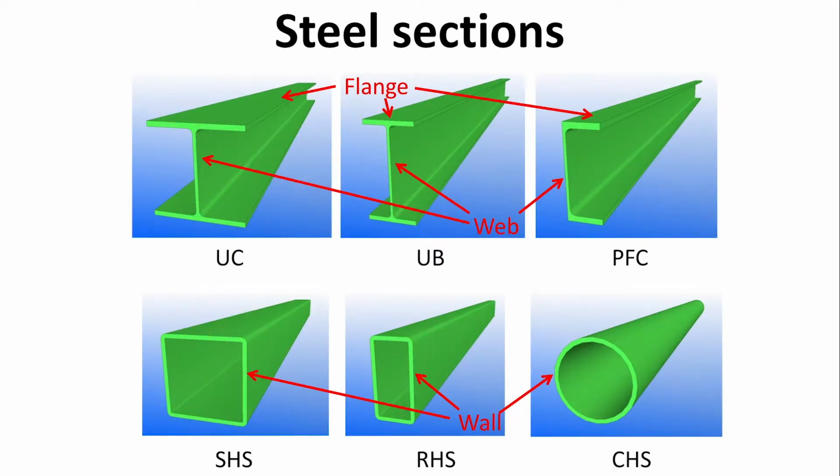When it comes to the names of the parts of steel beams, both in UBs and UCs, and actually in PFCs as well, we use the words flange and web. And probably to simplify, any vertical part of these three beams is called the web, and all the horizontal parts are called the flanges. When it comes to the hollow sections, they have a wall, and the thickness of the wall is described by the name of the section.